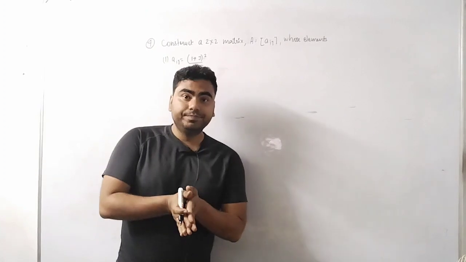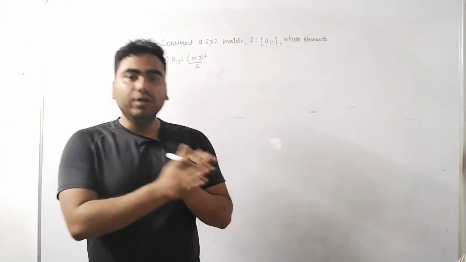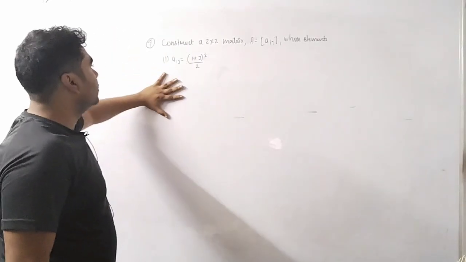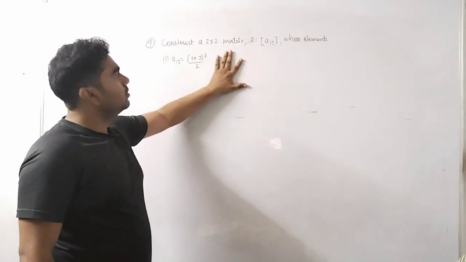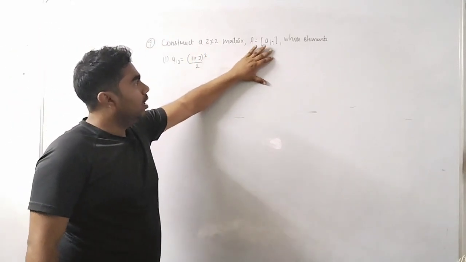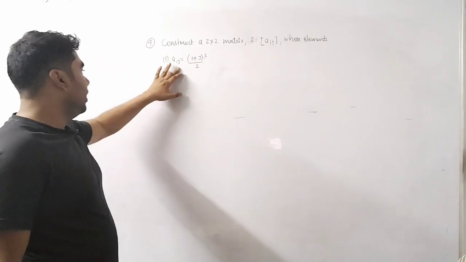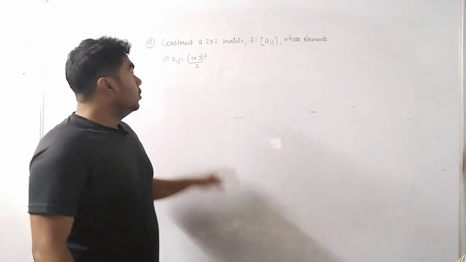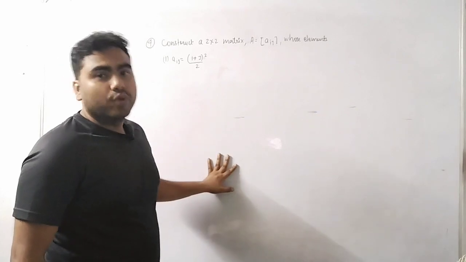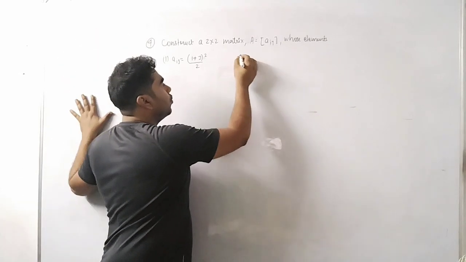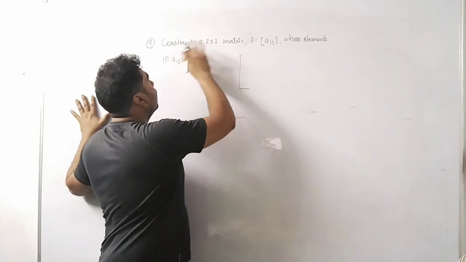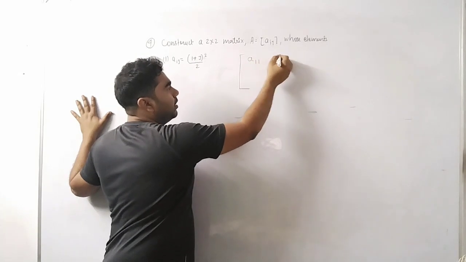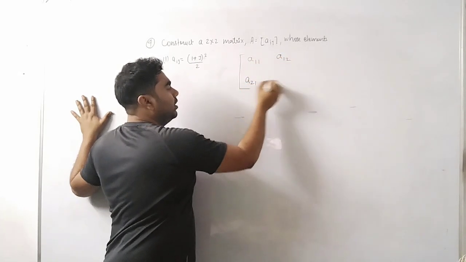Keeping our momentum after solving questions 1, 2, 3, now we are in question number 4. The question asks to construct a 2 into 2 matrix A equals Aij whose elements Aij are equal to (i plus j) whole square upon 2. For a square matrix where rows equal columns, a 2 into 2 matrix has elements A11, A12, A21, A22.